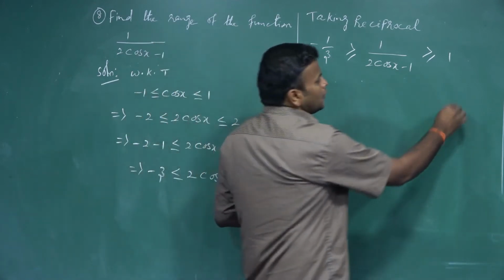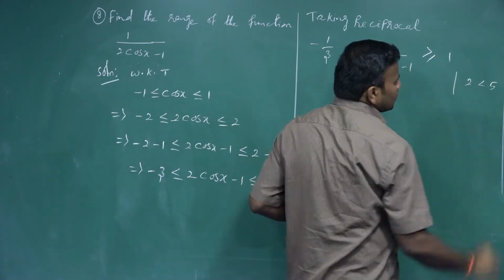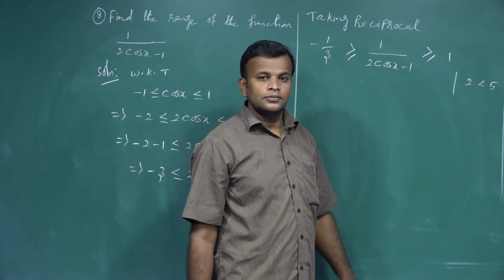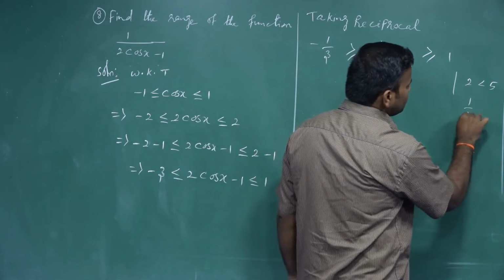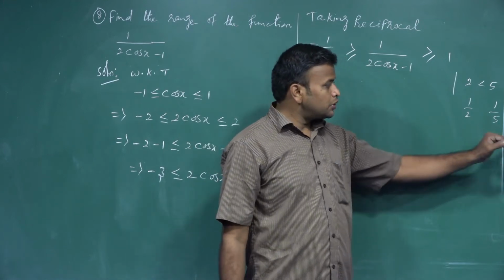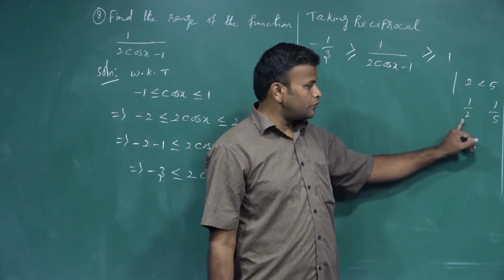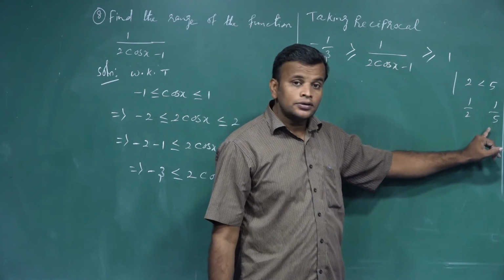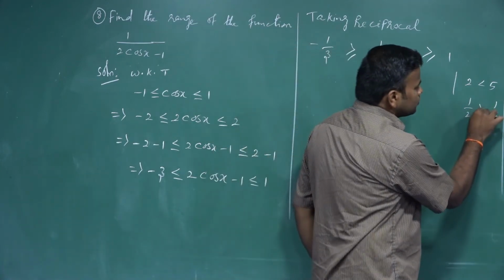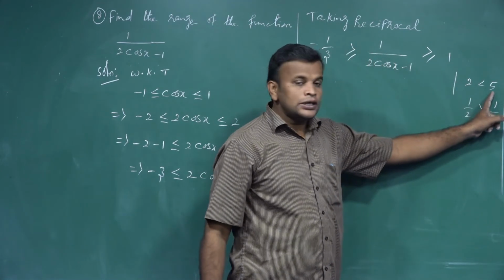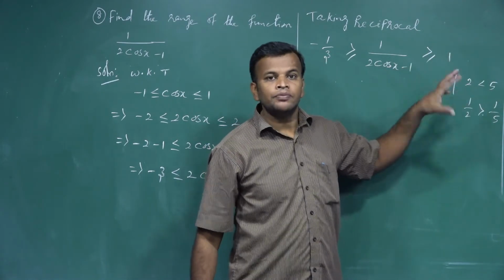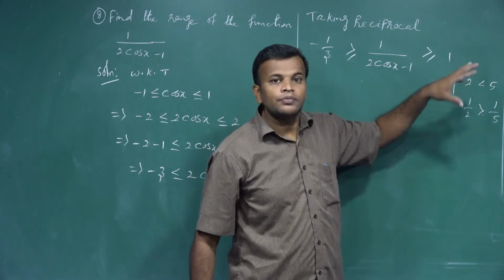I give one example. You know very well, 2 is always less than 5. Now I will be taking a reciprocal on both sides. 2 becomes 1 by 2, 5 becomes 1 by 5. 1 by 2 is 0.5 and 1 by 5 is 0.2, so 0.5 is bigger. So in an inequality, when we take the reciprocal, the symbol should be changed. If it is a less than, it becomes greater than. If it is a greater than, it becomes less than.